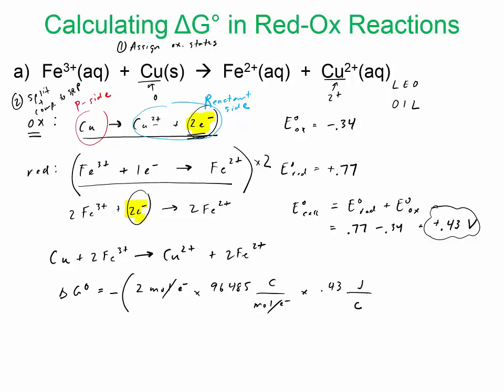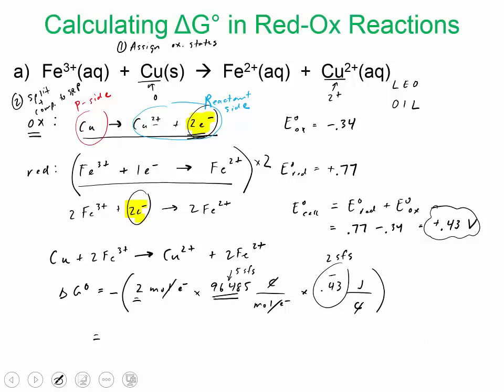So moles of electrons cancel, coulombs cancel, and then my answer should be limited by this number, which has 2 sig figs. This is an exact number, so that has infinite sig figs. This is actually a measurement, so this would limit it, but I'm actually using 5 sig figs in this.